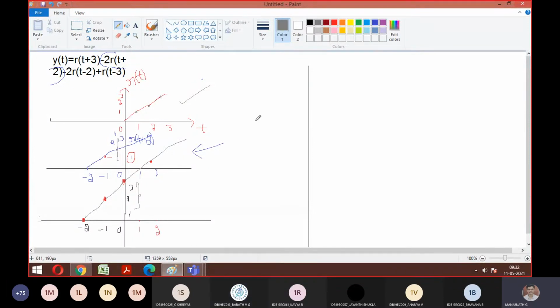Okay, so let's plot r of t. We'll go one by one. I hope everyone remembers the amplitude now. How to write the amplitude? 0, 0, 1, 1, 2, 2, 3, 3. You take some samples for your reference. This is with respect to time t. So this is my r of t.